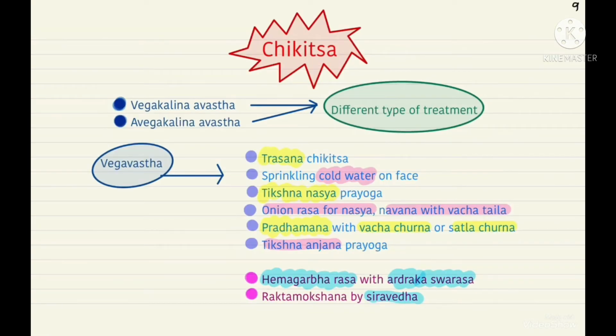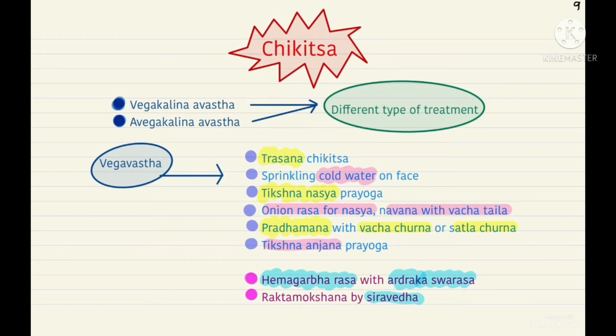Alright, so now let's see what is the Chikitsa for Akshepak. In this Chikitsa, actually the Vegakalin Avastha and the Avegakalin Avastha, in both these Avastha, the treatment type is different. So Vegakalin Avastha means when acute convulsion is going on, and Avegakalin Avastha means in between the two convulsions. So a different type of treatment is to be followed during these different times.